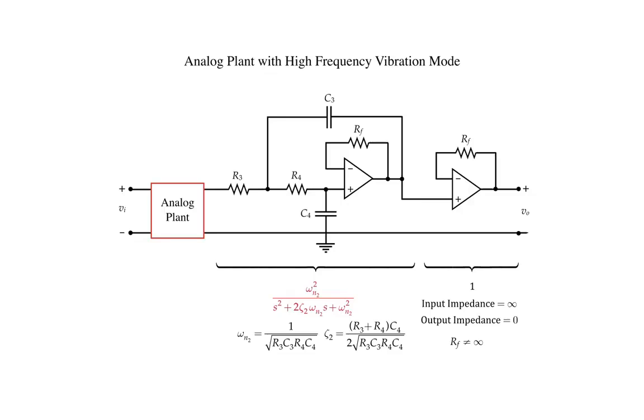And in this, the second of those 2 slides, we've cascaded with our original analog plant a second vibration mode, the natural frequency of that vibration mode being omega n2 with the damping ratio of zeta 2. And once again, choice of that natural frequency and damping ratio is entirely dictated by the choices of the R's and the C's, in this case, namely R3, R4, C3, and C4.